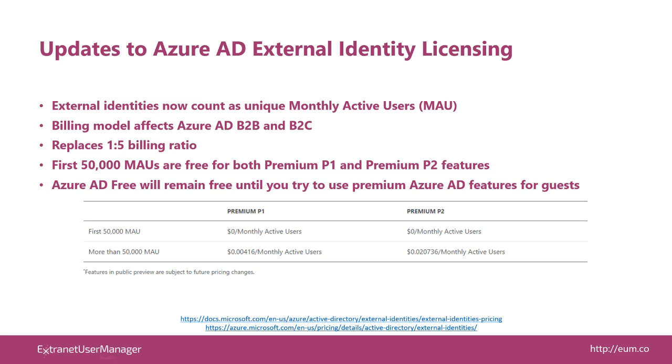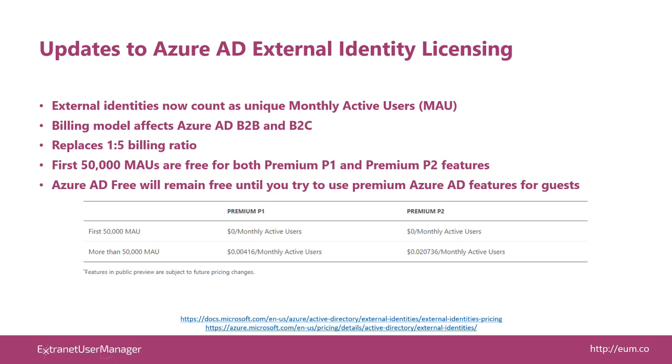So I've mentioned this a few times. Let's dive into this: the licensing around external users. You still have the 1 to 5 billing ratio in there, but for the most part, it's been replaced by this monthly active users concept.